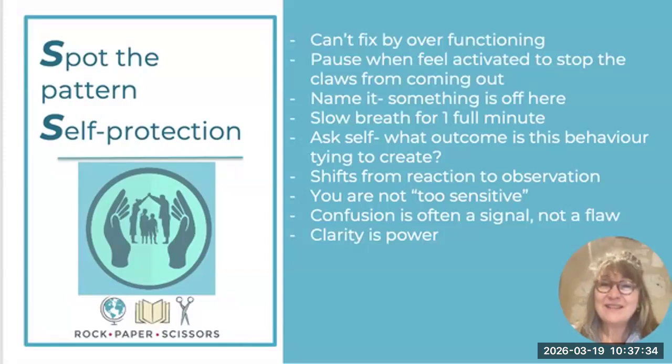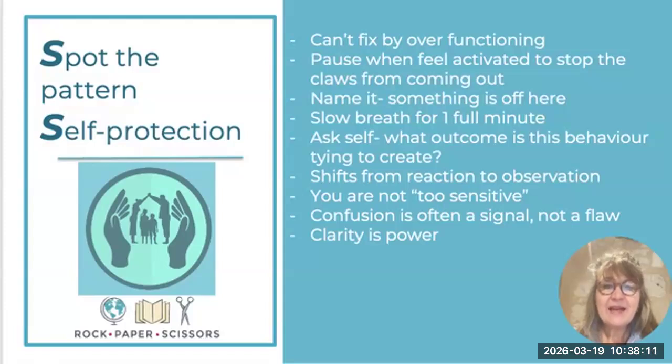you can't fix this by overfunctioning. It just doesn't work, right? This notion of pausing before your claws come out is even more important, to really name it: something is off here. To slow your breath, to calm those. Our brains are trying to get us to flee, freeze, fawn, and fight. So even a simple breath for 1 minute is a hugely helpful technique.